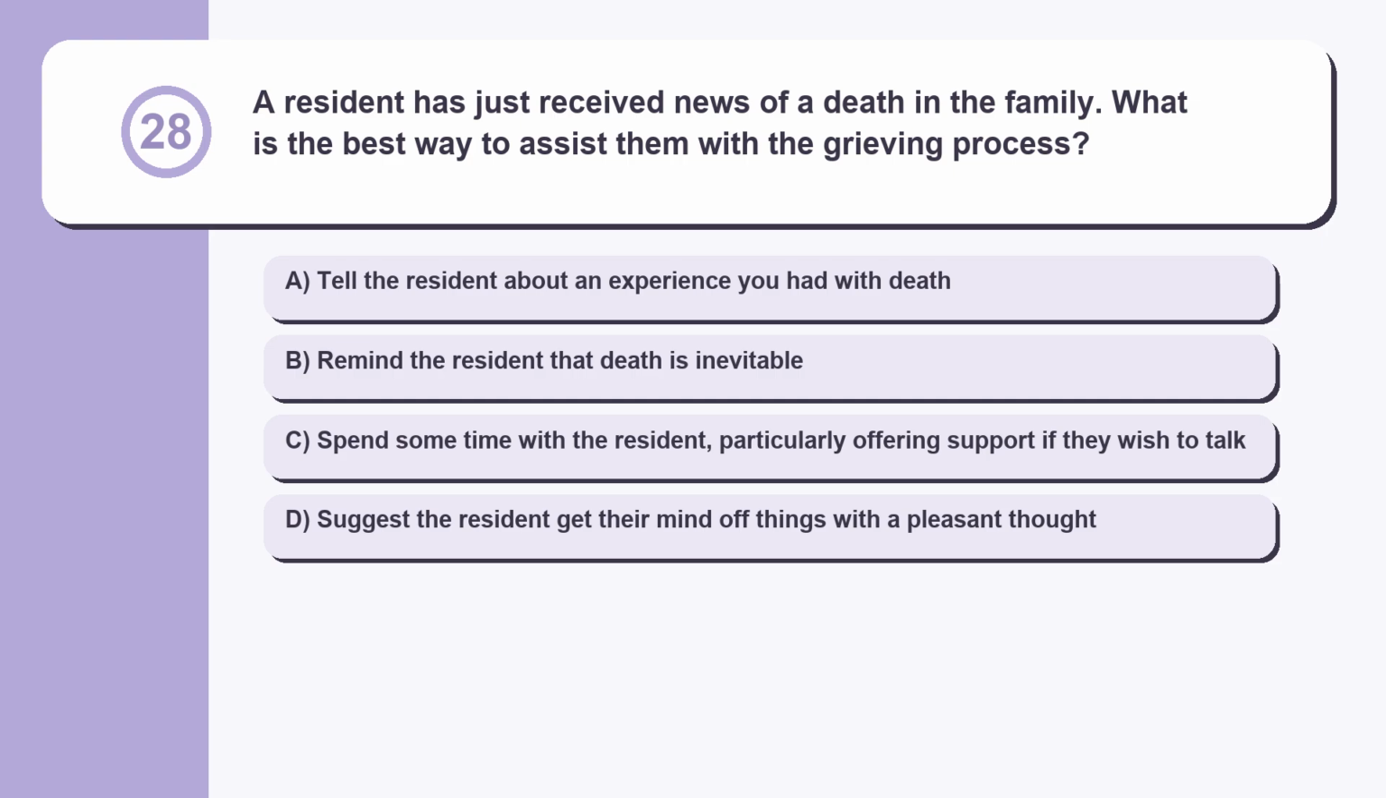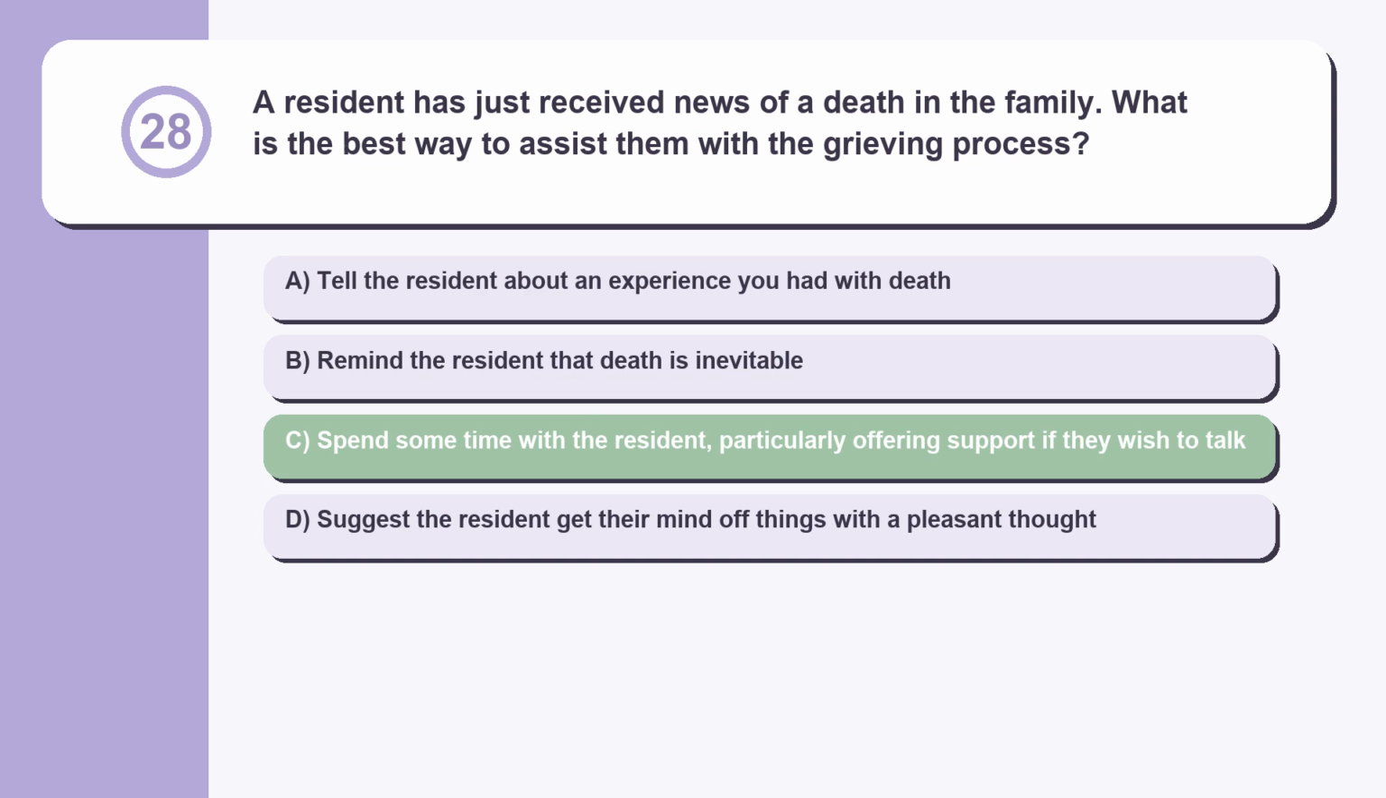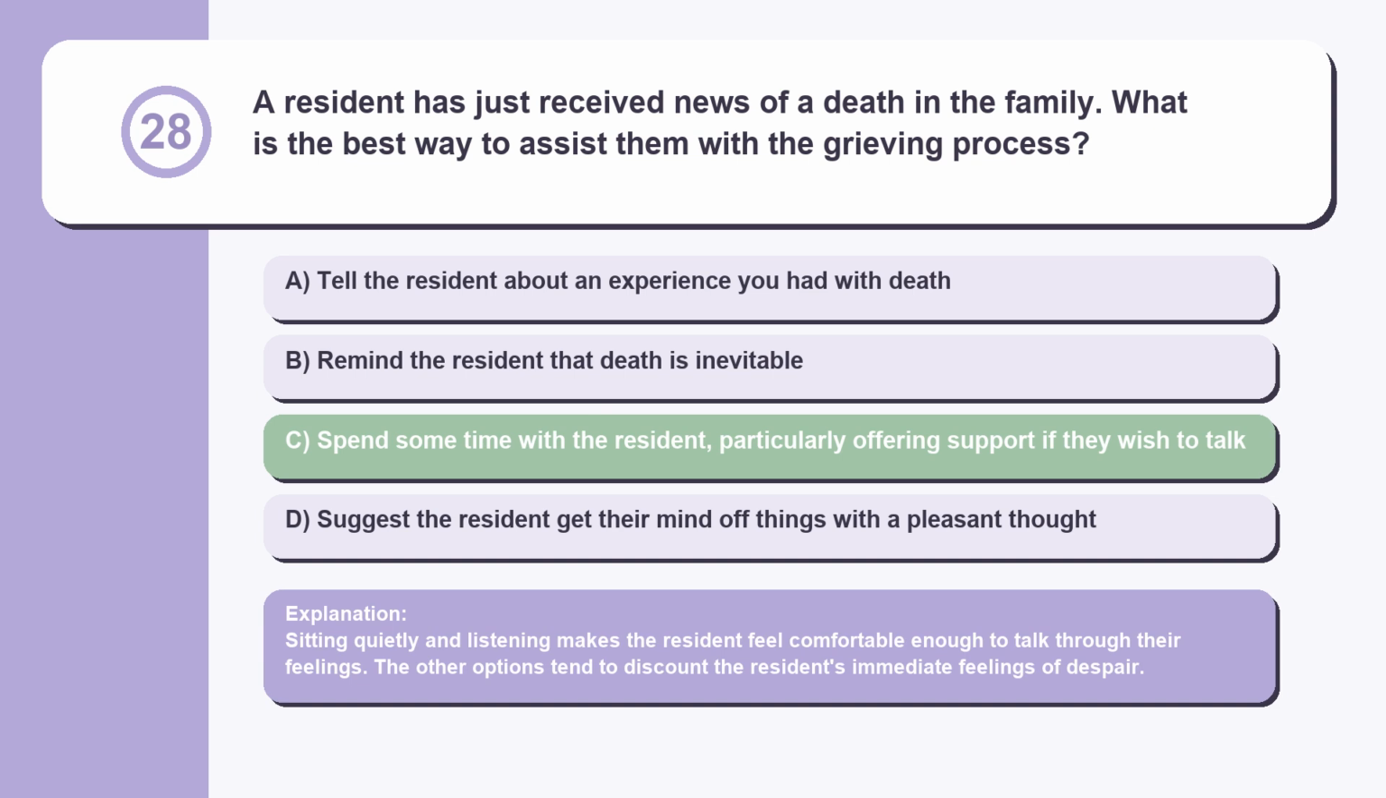Question 28. A resident has just received news of a death in the family. What is the best way to assist them with the grieving process? Tell the resident about an experience you had with death. Remind the resident that death is inevitable. Spend some time with the resident, particularly offering support if they wish to talk. Suggest the resident get their mind off things with a pleasant thought. Sitting quietly and listening makes the resident feel comfortable enough to talk through their feelings. The other options tend to discount the resident's immediate feelings of despair.